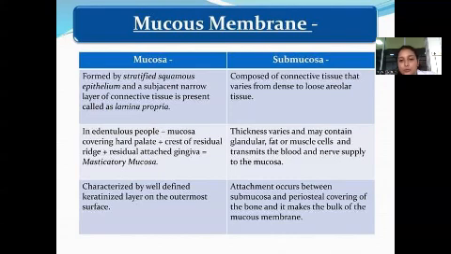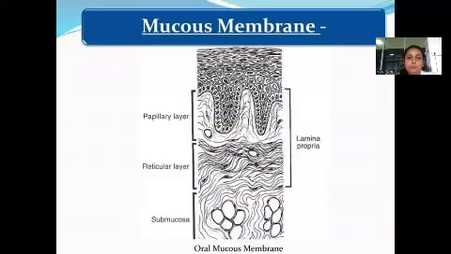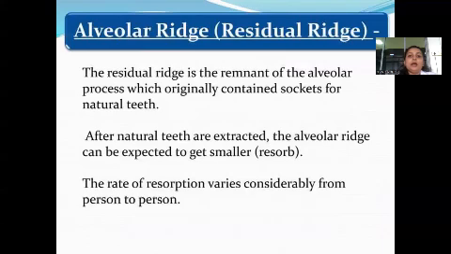In the case of the submucosa, the thickness varies and may contain glandular tissue, fat or muscles, and transmits the blood supply and nerve supply to the mucosa. The mucosa is characterized by a well-defined keratinized layer on the outermost surface. For the submucosa, attachment occurs between the submucosa and the periosteal covering of the bone, and it makes up the bulk of the mucous membrane. So these are the layers of the mucous membrane: epithelium, lamina propria, papillary layer, reticular layer, and submucosa.